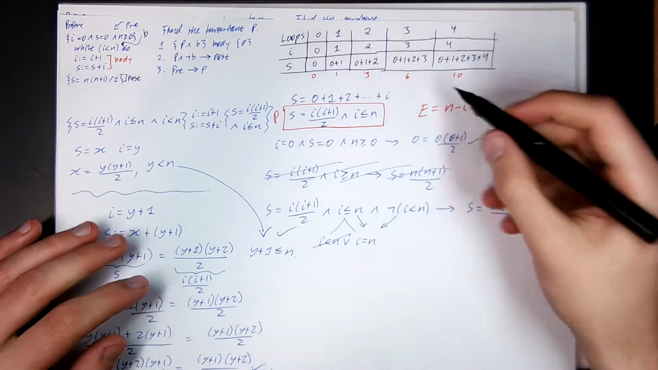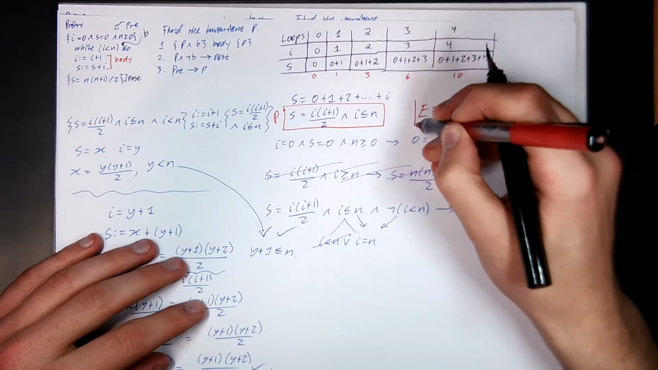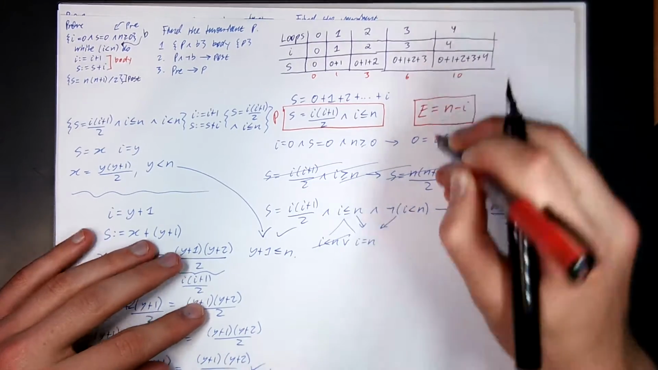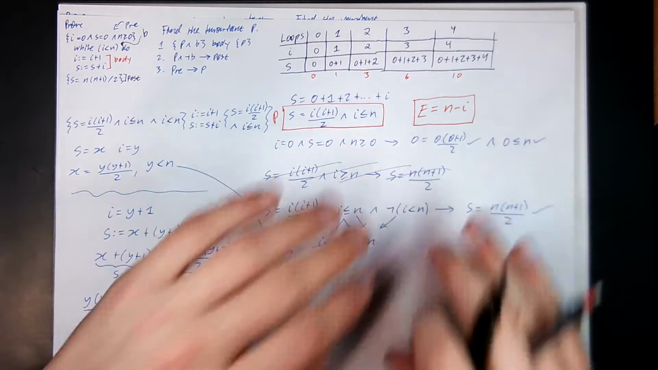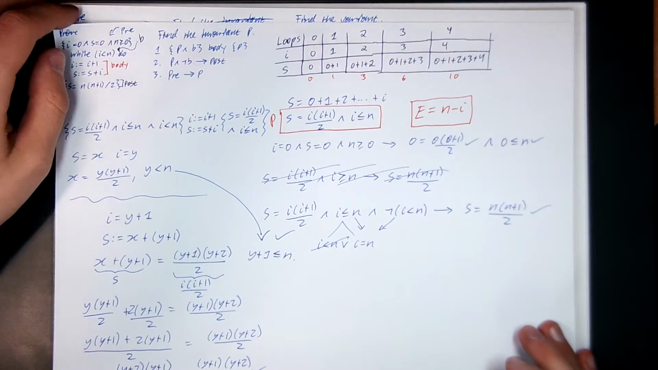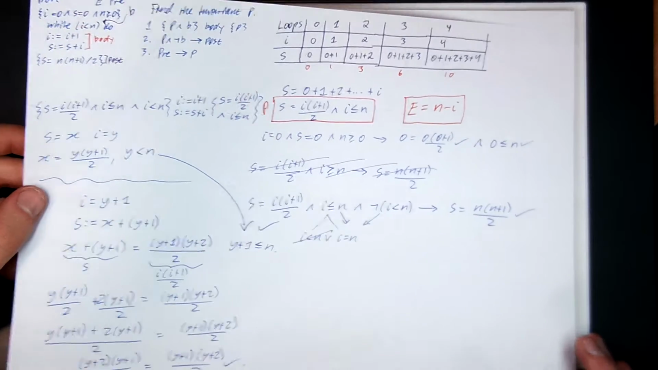Finding the variant is usually pretty easy. If there's something ticking down, you just use that. And if it's not something ticking down, there's probably something ticking up, and then you can use that to make something that ticks down. Okay? So we'll just roll with that for our variant and check that it works. I promise you it will.